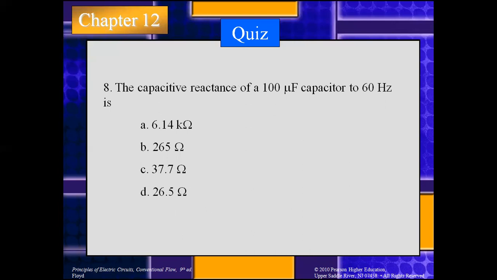Next question: the capacitive reactance of a 100 microfarad capacitor at 60 hertz is. Answers are given, and the correct answer here is 26.5 ohm. We have the formula for capacitive reactance: Xc is equal to 1 upon omega C, where omega is equal to 2 pi F. Here F is 60 hertz and C is 100 microfarad. So put in the values and you will get the correct answer as 26.5 ohm.